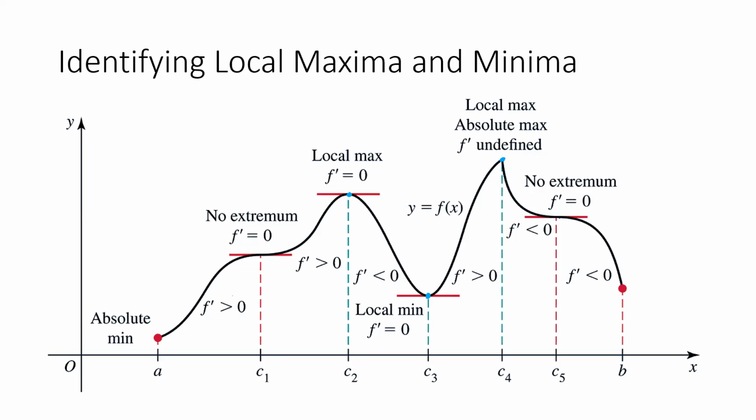And then looking at this one, here we have a critical point because it's got a horizontal tangent, but because it doesn't change from increasing to decreasing, it just continues to decrease on either side. This one would be neither a local max nor a local min, so no extreme value there.